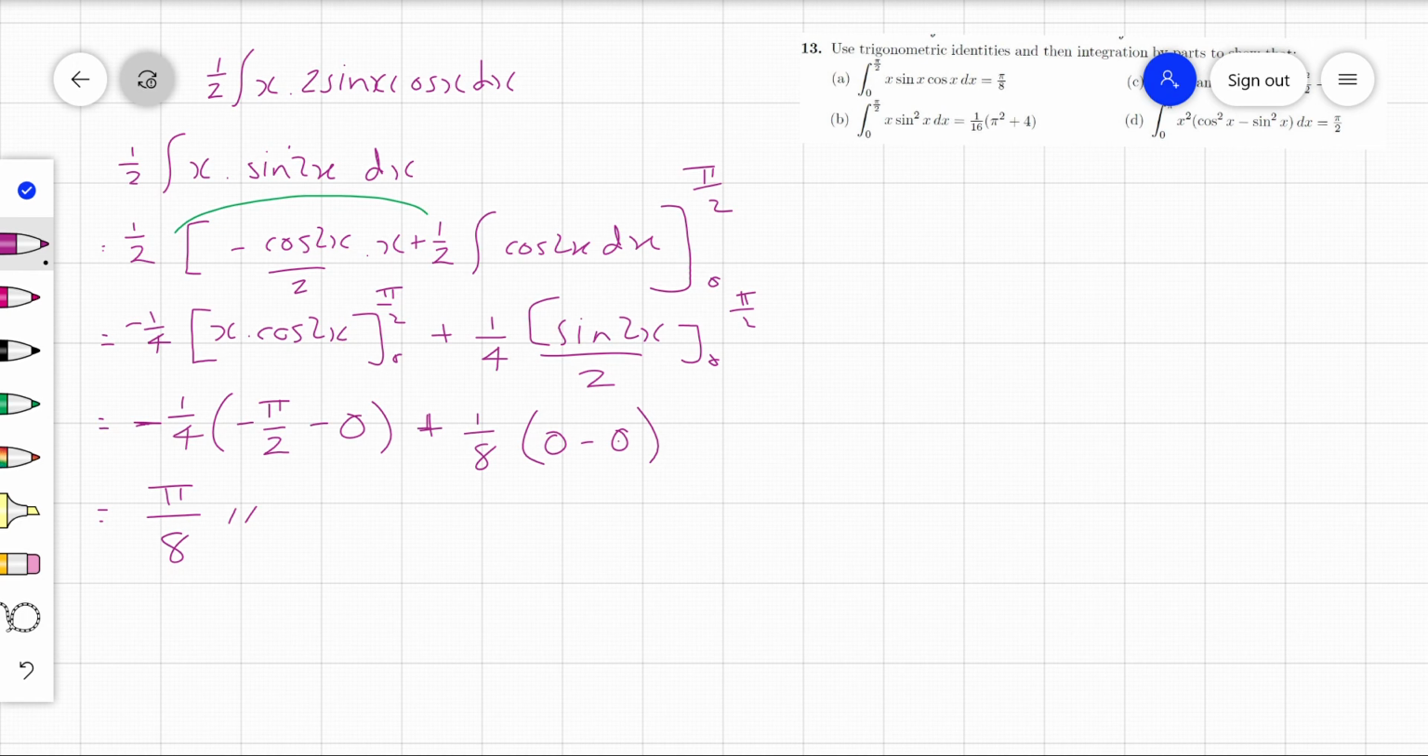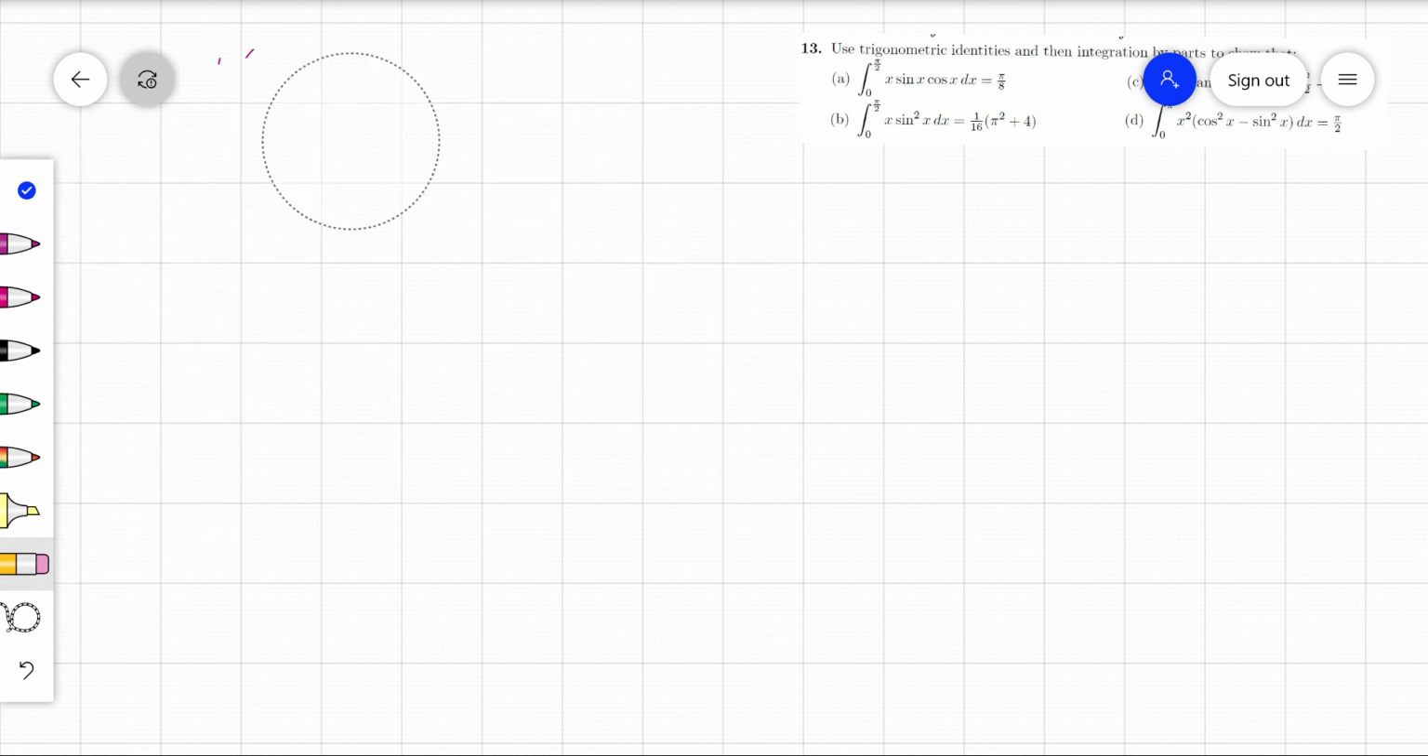All right, so let's try B. What identity are we going to use for B? For B, we've got sine squared. We don't like sine squared, but we know that one. So remember, sine squared x is just a half times 1 minus cos 2x. You can use your double angle formulas and rearrange to get that.